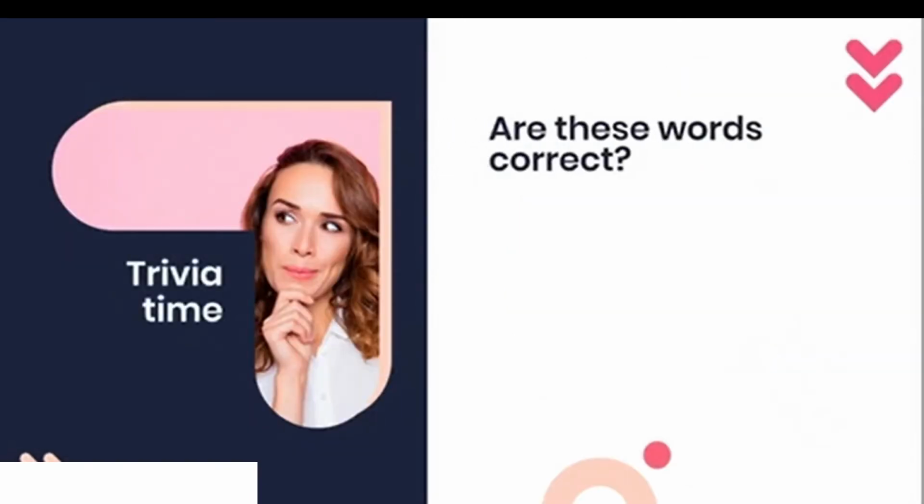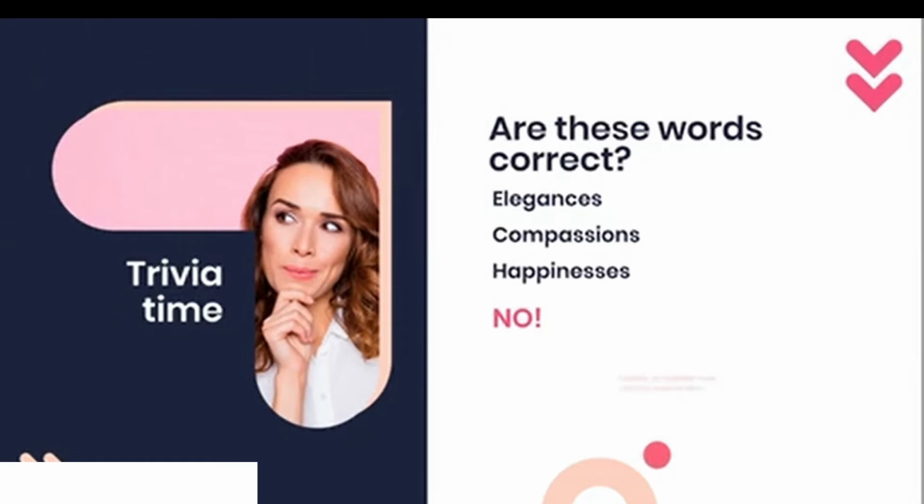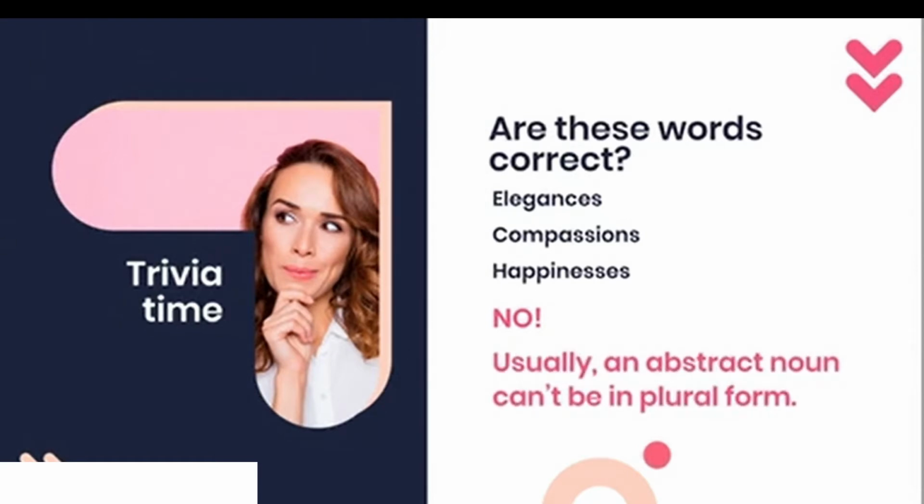It's trivia time. Are these words correct? Elegances, compassions, happinesses. No, in most cases, you can't make an abstract noun into a plural. Of course, there are exceptions, but this is the usual rule.